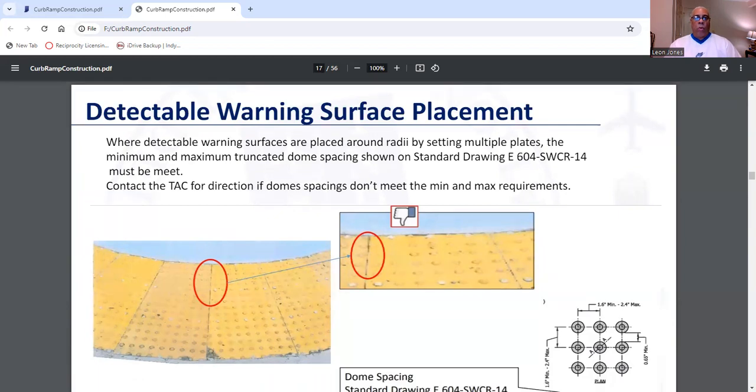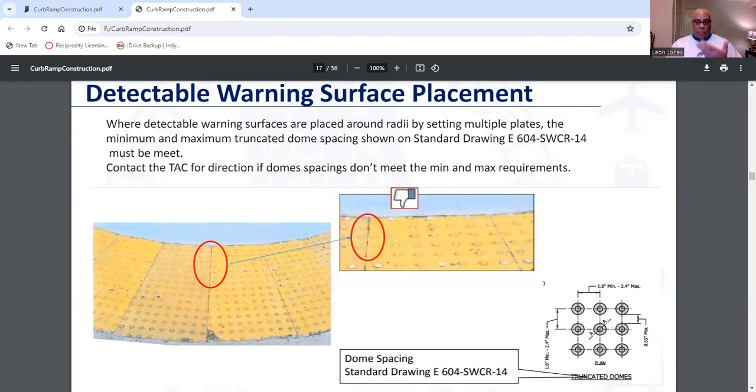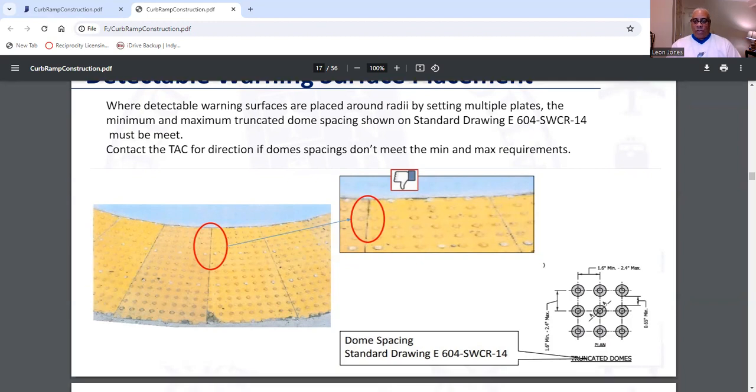And where detectable warning surfaces are placed around radii by setting multiple plates, the minimum and maximum truncated dome spacing is shown in the standard drawing and must be met. Contact TAC if dome spacings don't meet the min and max requirements. And here's what the truncated domes look like. Some areas, they're yellow. Some areas, they look a little dark pink. But that's what the domes look like.